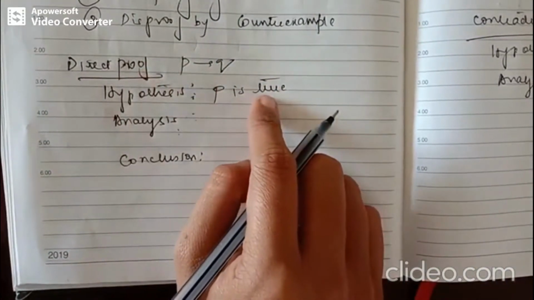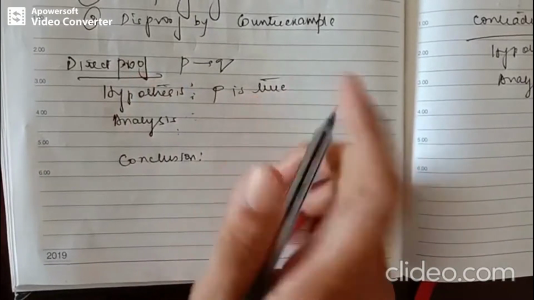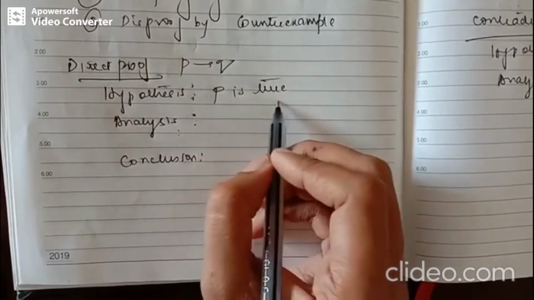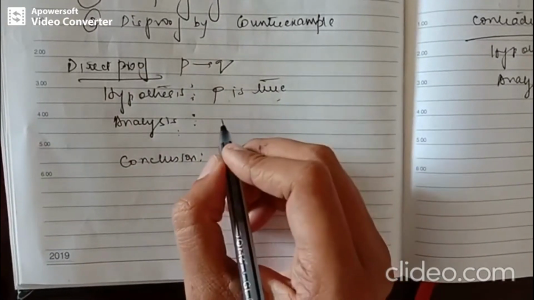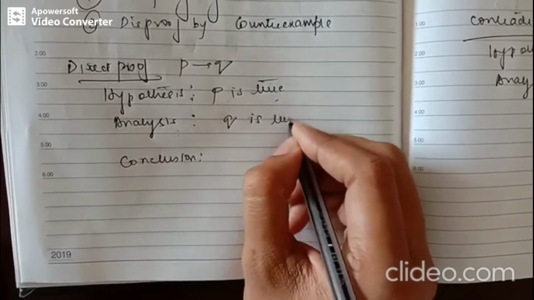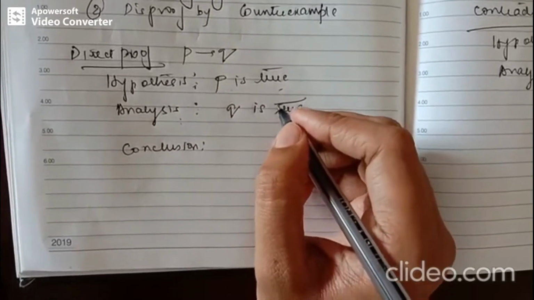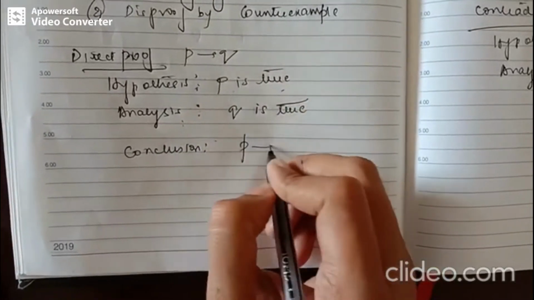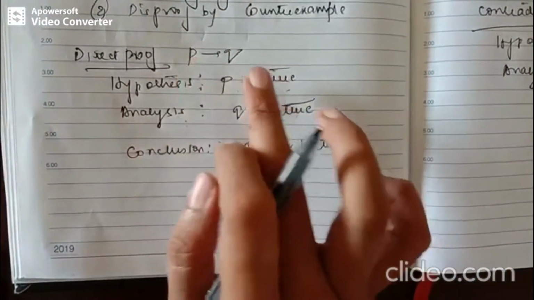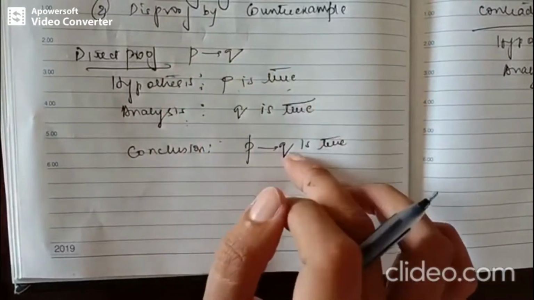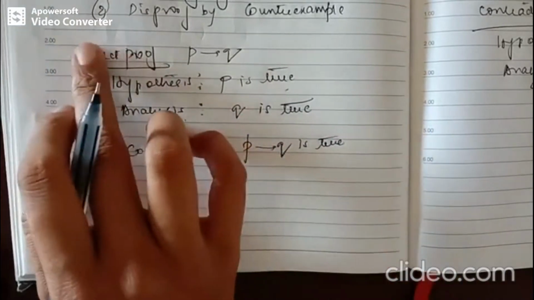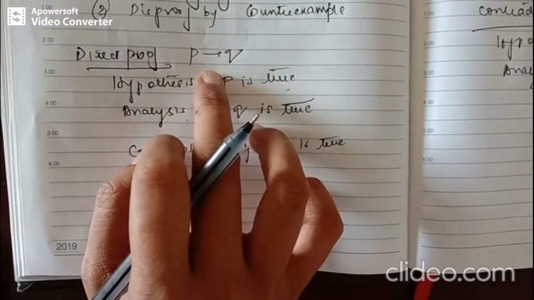This is what we take as the hypothesis in case of direct proof. We first assume P as true. In the analysis portion, we start with the hypothesis that P is true, we apply any rules or laws of logic, and we infer that Q is true. Thereby we can have the conclusion that P implies Q is true. If P is true, Q is true, we can say P implies Q is true. That is, we can conclude that the conditional is true. This is the direct way of proving the conditional P implies Q.